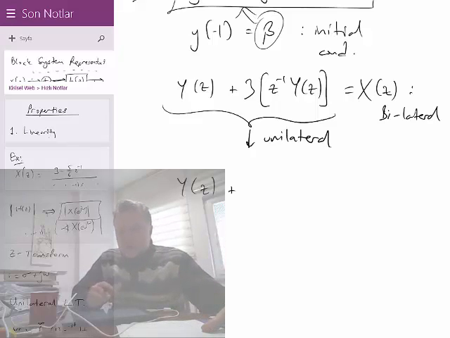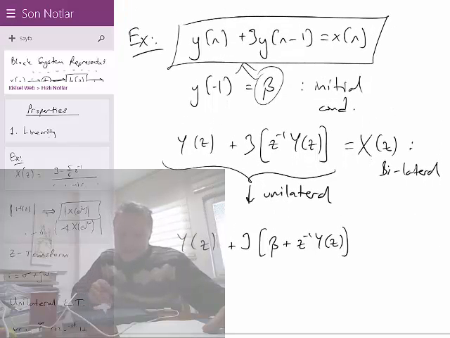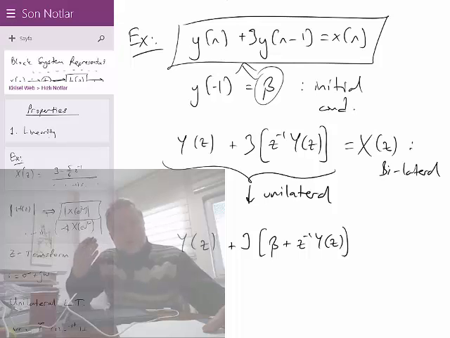But this Z inverse shifted version will induce the utilization of the first initial condition like this, beta plus Z inverse y of z. So the value at n equal to minus 1 must be incorporated into here like this. If you have further delays, then they will additionally put beta times z inverse plus alpha or something like that, which would correspond to the second initial condition, and that second initial condition will be at y of -2, for example. And those will be necessary if you have y of n plus y of n minus 1 plus y of n minus 2, for example.